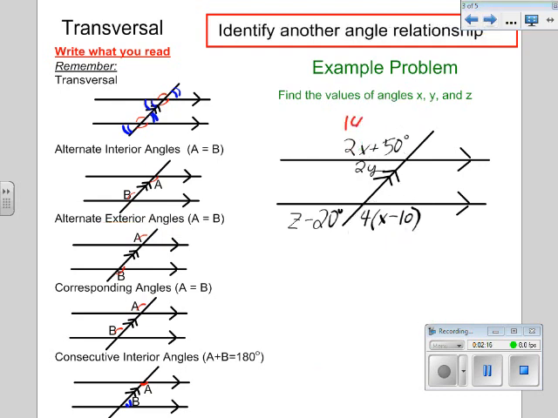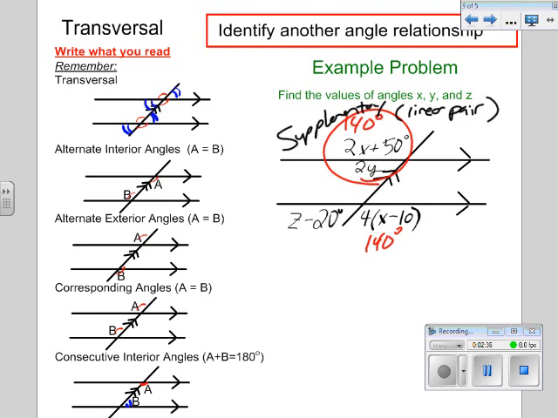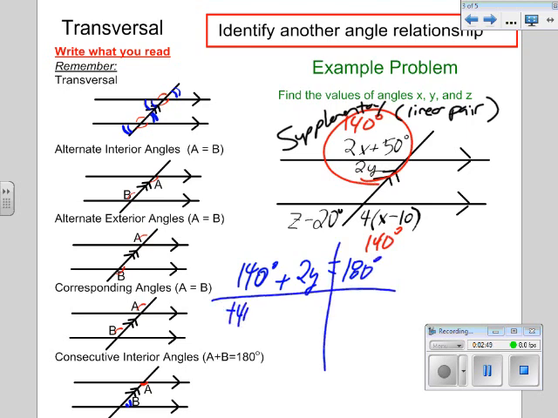So again, that angle up in the top left is 140, and the bottom one would also be 140. So we have to find some other relationship. I'm going to go ahead and relate those two that are next to each other. You should recognize that those are a linear pair, which means they're supplementary, so they add up to 180 degrees. We know that the 2x plus 50 is just 140, so we'll say 2y plus 140 equals 180 degrees. Then from there you can just balance. The opposite of plus 140 is minus 140. So you'll get 2y equals 40 degrees, so y equals 20 degrees.